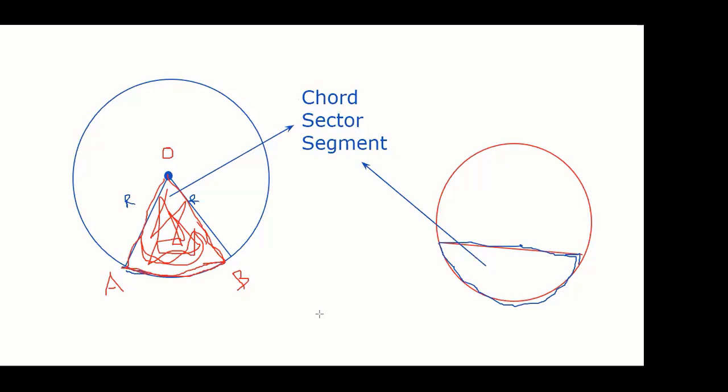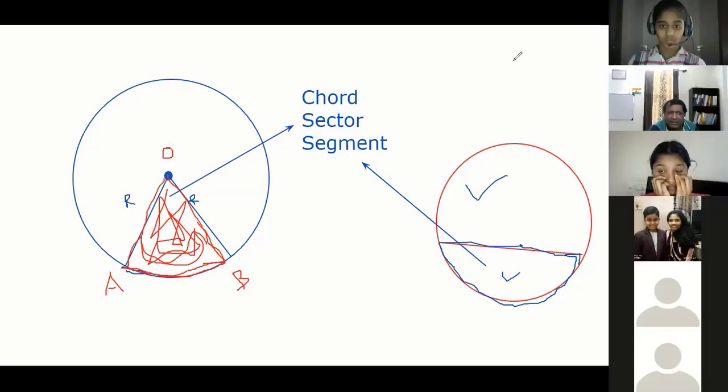Segment is the area of a circle bounded by an arc of the circle and a chord. If you see, there are two types of segment. This is your major segment. This is the minor segment. Major segment, minor segment. Is it clear, everybody? Sector, segment, chord, radius. Is everybody clear on all the definitions?